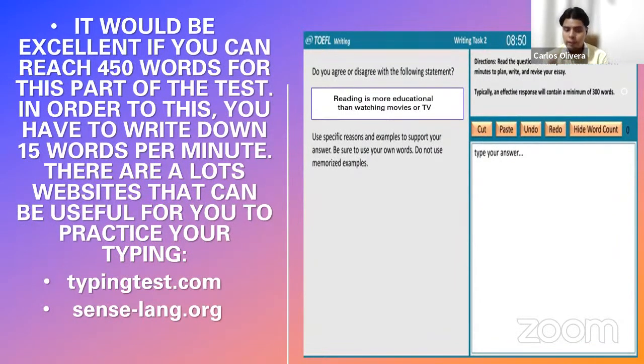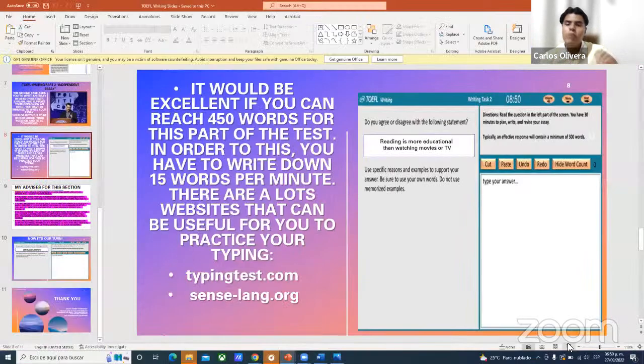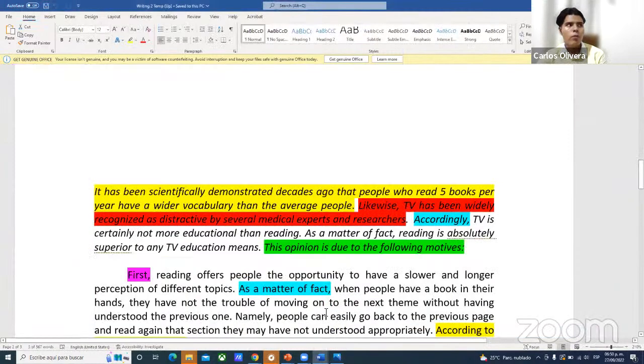As you're going to be able to notice right now, the two facts that I'm going to mention are going to be, as I told you, dear Shirley, in order to support my position. And what is my position in this case? I tell you in advance, my position is that reading is more educational than watching movies or TV, okay? So let me show this to you one more time.